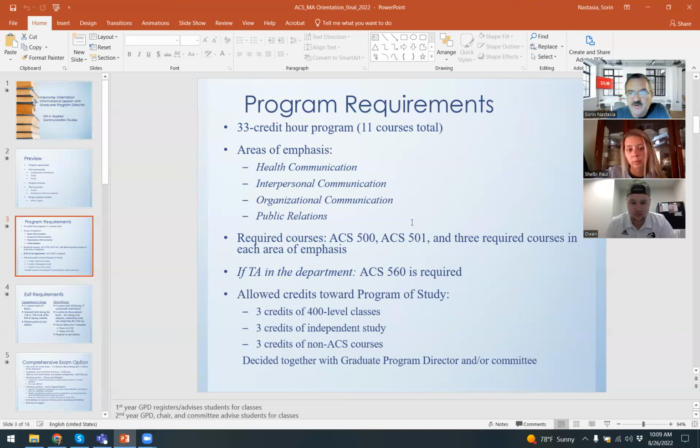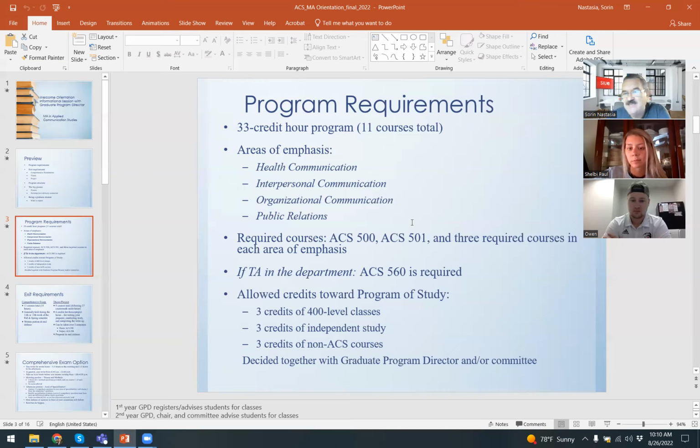Allowed credits toward program of study. You can take no more than 3 credits, 1 course at 400 level, and it's preferable that it's from our department. You need special approval from the graduate director, and we have a graduate committee also with representatives from all specializations that I advise with. 3 credits of independent study, so no more than that over the course of your studies in our MA program.